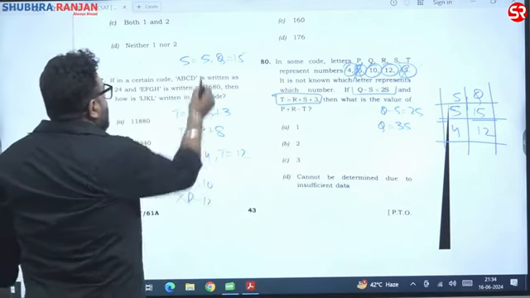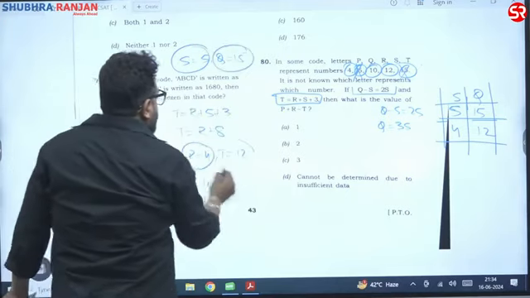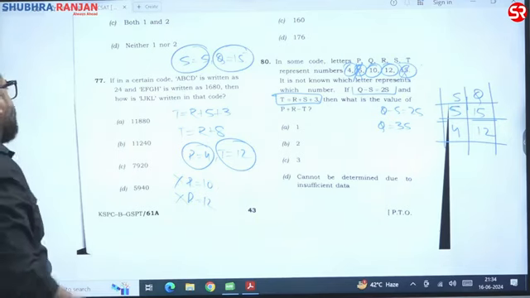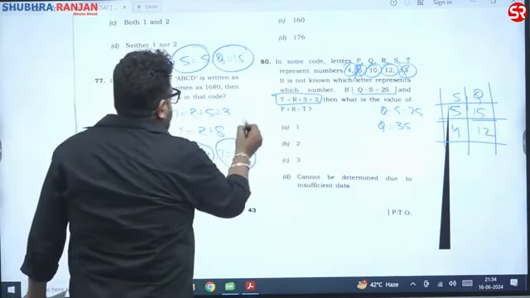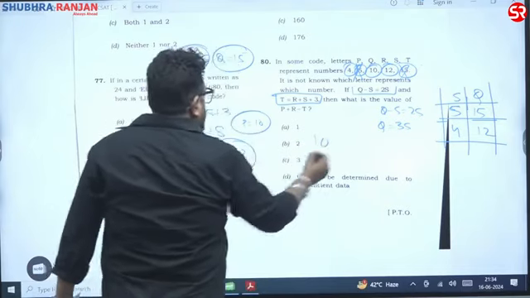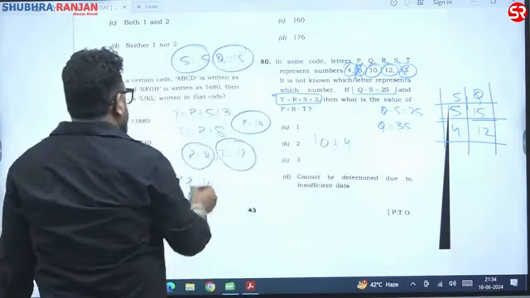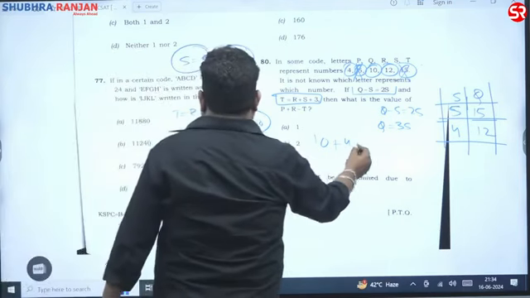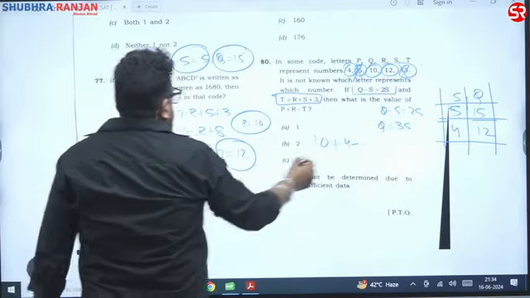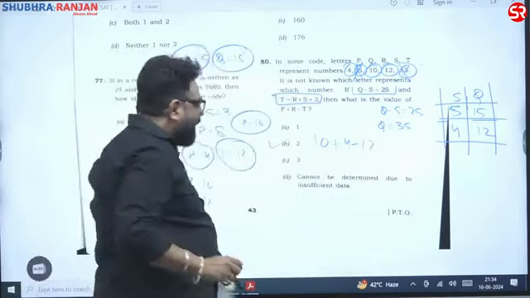So definitely S is equal to 5, Q is equal to 15, R is equal to 4, T is equal to 12, right? And your remaining P would be 10. So it is 10 minus 4 plus 4. So what is the value? Minus T, how much is T? 12, right? So 2 is your answer, right?